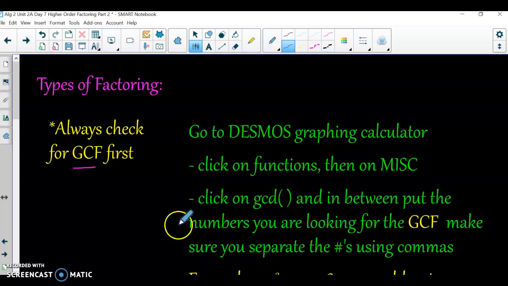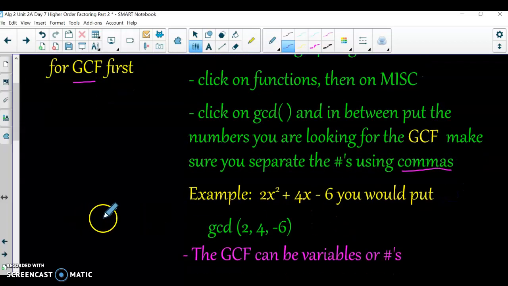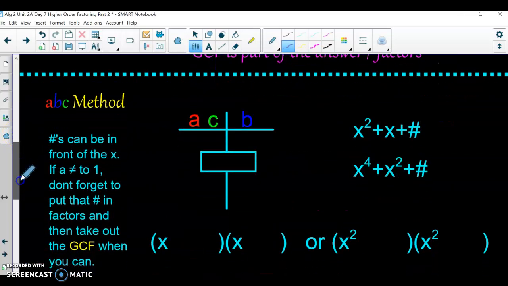Okay, so let's go back. This is just for you to jot down and remember. Very important, make sure that you use commas in between your numbers. The GCF can be variables or numbers. The one that I just showed you is just if there are numbers. You also have to look at your variables. The GCF must be part of the answer once you're done factoring. So you can't forget that.